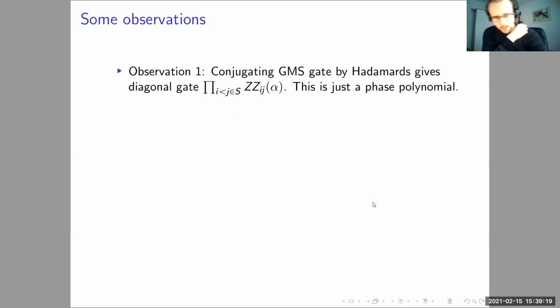Okay, so some observations about the MS gate. First of all, if we conjugate all the qubits, the GMS gate, so GMS stands for global Mølmer-Sørensen. If you conjugate all the qubits by Hadamards, so you put Hadamards in front and Hadamards behind, then all the X Pauli gates become Z Pauli gates. So we get this diagonal gate, and this is just a phase polynomial, a particular type of phase polynomial.